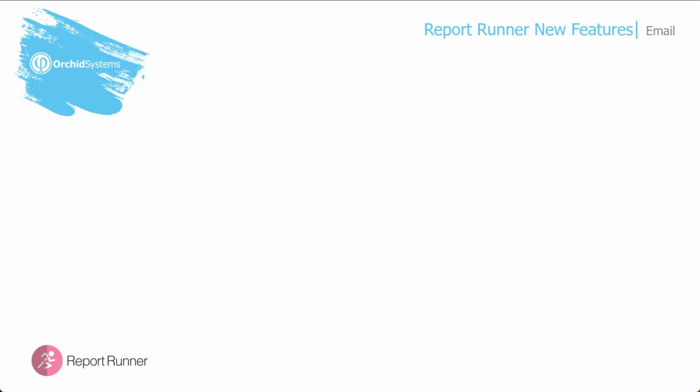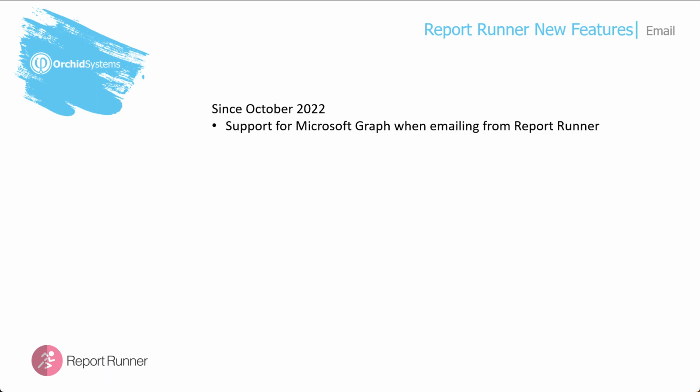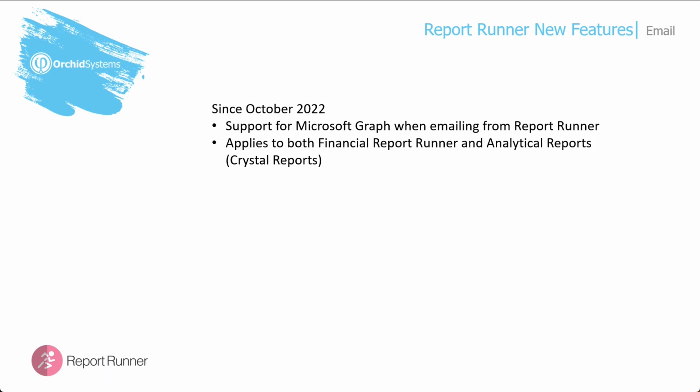New features in Report Runner. In October 2022, we enabled the ability to email using Microsoft Graph. This is relevant for sites using Office 365 where basic authentication is not enabled. It applies to both Financial Report Runner and analytical reports using Crystal Reports.